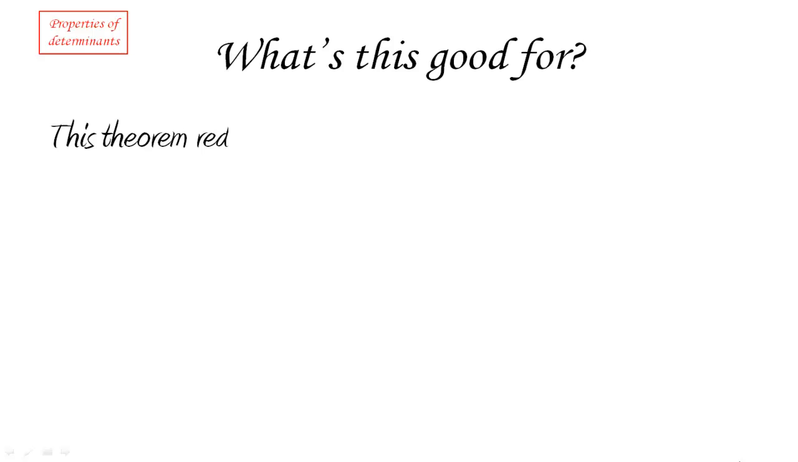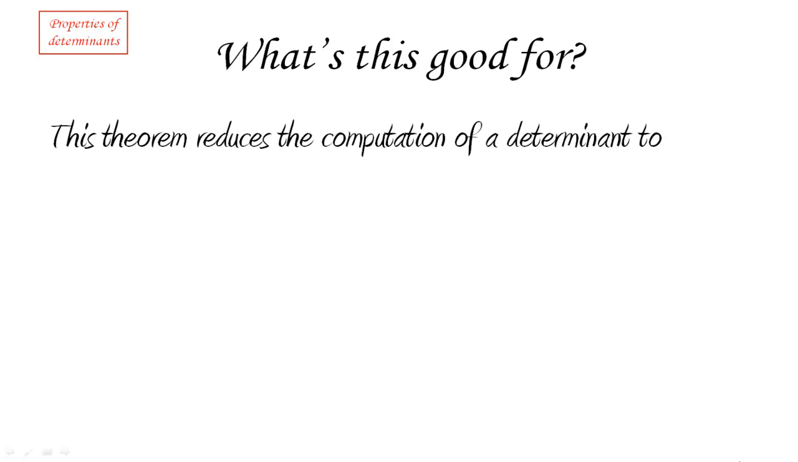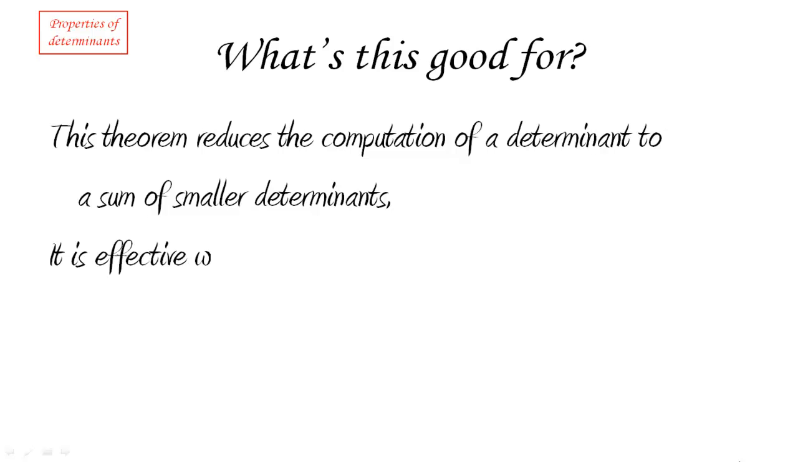So what's this good for? Okay. So first of all, just to re-emphasize, this theorem reduces the computation of a determinant to a sum of smaller determinants. So that by itself can be an advantage. So we're going from a large determinant to a slightly smaller one. The problem is that we're not going to one smaller one, but to several, except in one case, okay?